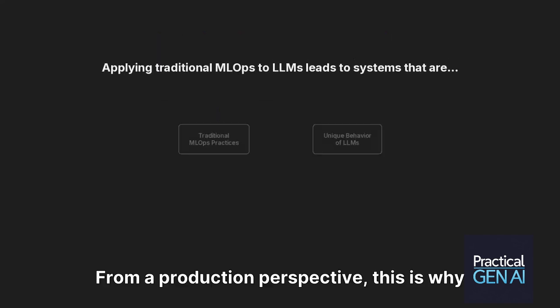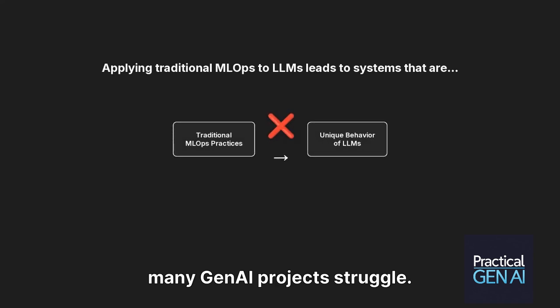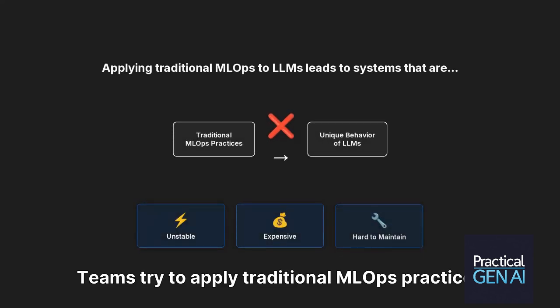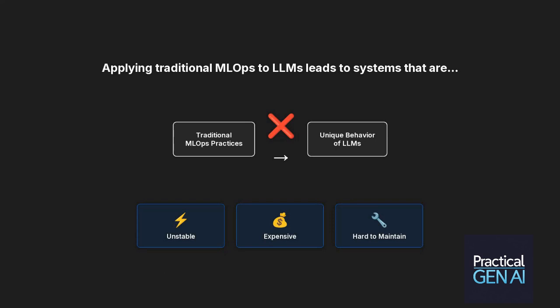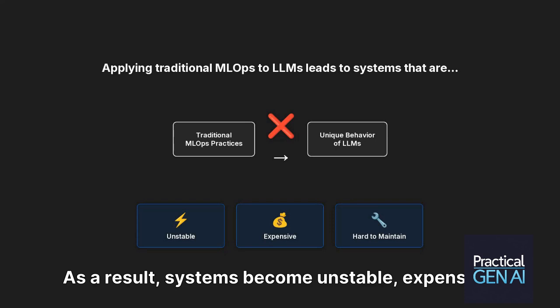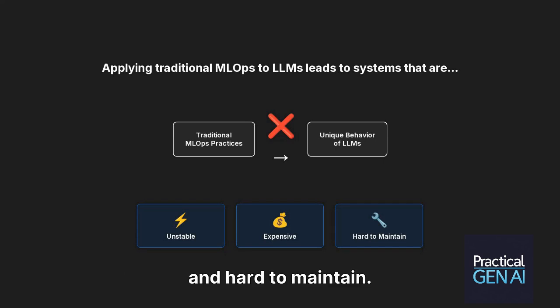From a production perspective, this is why many GenAI projects struggle. Teams try to apply traditional MLOps practices without adapting to the unique behavior of LLMs. As a result, systems become unstable, expensive, and hard to maintain.